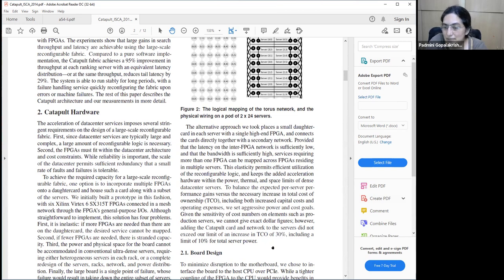Right? And so typically when somebody is commercially building an accelerator, they will look at, what can they afford? Right? So if you see in this, they actually said, they had set themselves a limit saying we cannot increase our total cost of ownership by more than 30%. And that 30% includes a limit of 10% for total server power.